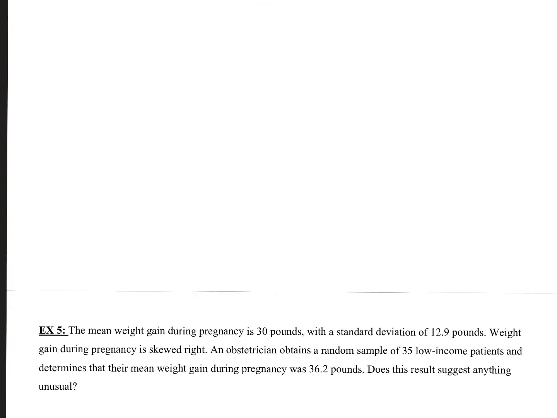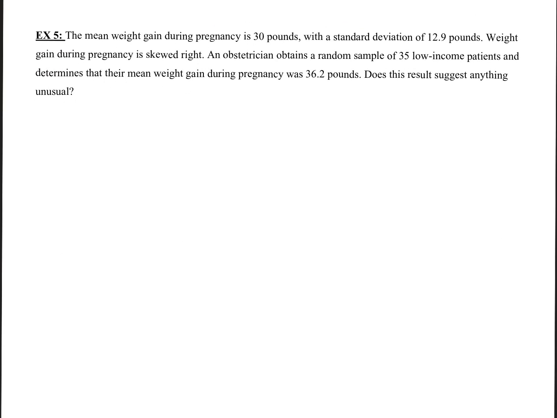All right. So now let's take a look at example 5. The mean weight gain during pregnancy is 30 pounds, with a standard deviation of 12.9 pounds. Weight gain during pregnancy is skewed right. An obstetrician obtained a random sample of 35 low-income patients and determines that their mean weight gain during pregnancy was 36.2 pounds. Does this result suggest anything unusual?